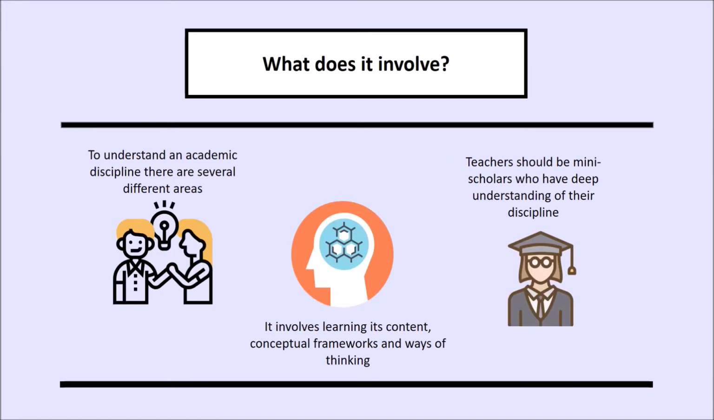So what does that actually involve? Well, to actually understand an academic discipline, there are several different areas to consider. It involves learning its content, the conceptual frameworks around it, and the ways of thinking within that discipline. The ways of thinking as a historian are different from the ways of thinking as maybe a scientist. And teachers should be mini scholars who help develop the understanding of that discipline. The ultimate aim is obviously those main scholars at university.